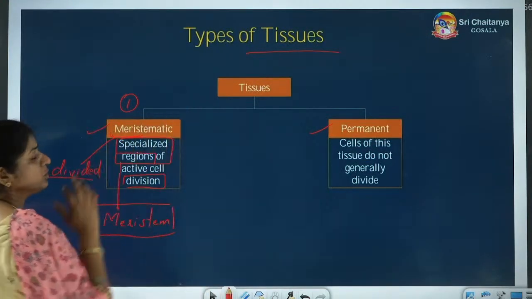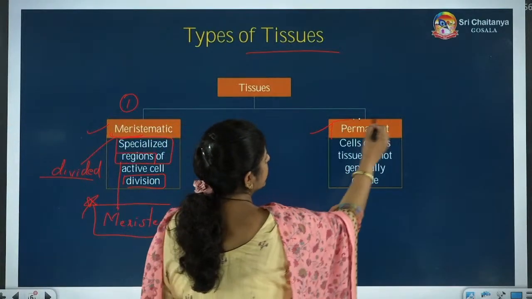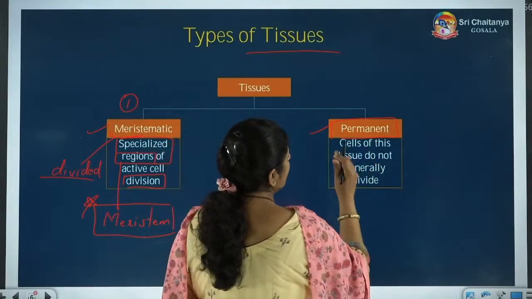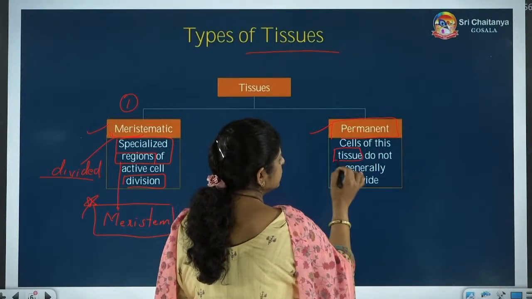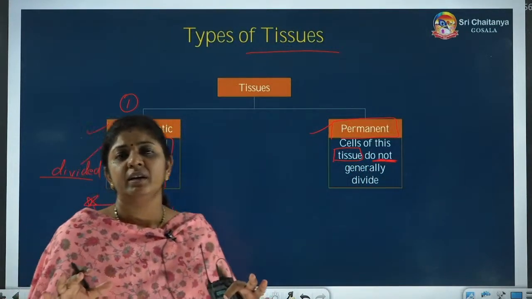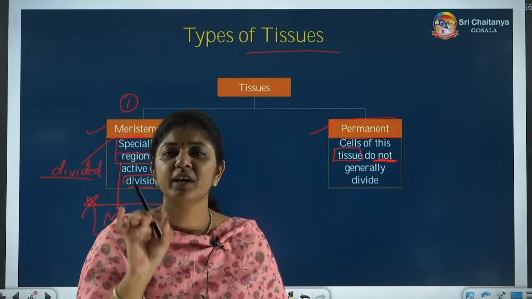Here the tissues: first, I repeat, we discussed meristematic. Second, what we are going to discuss is permanent. Permanent means the cells of that particular tissue are not dividing. They become permanent. They are specialized to perform some specific function.